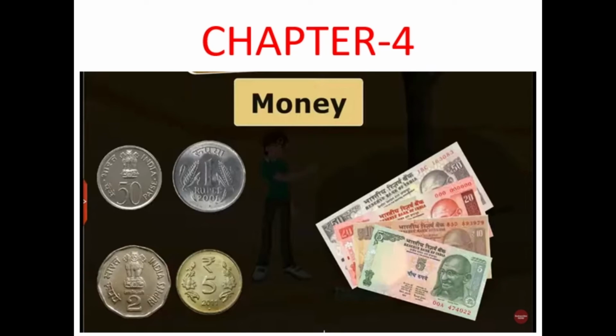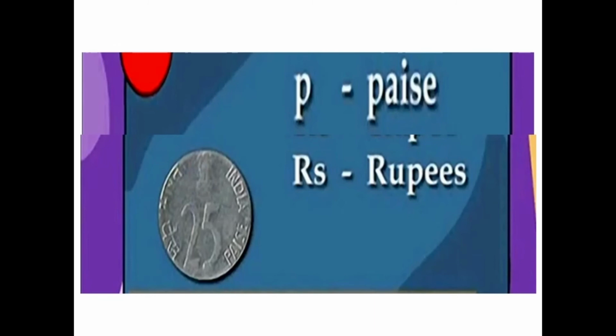Now we are moving to our next chapter, that is chapter 4, money. Money is very important in our daily life. We need money to buy many things. Indian money is in the form of coins and notes. Coins are made of metal and notes are made with paper. Paper money is called currency. In India, the money we use is rupees and paise. We use letter P to denote paise and Rs to denote rupees.